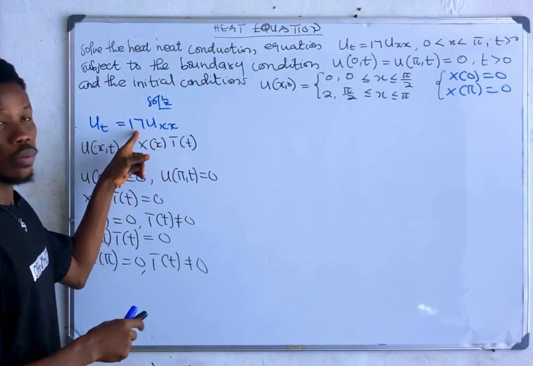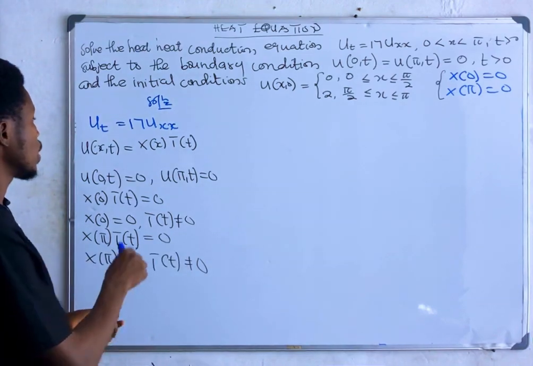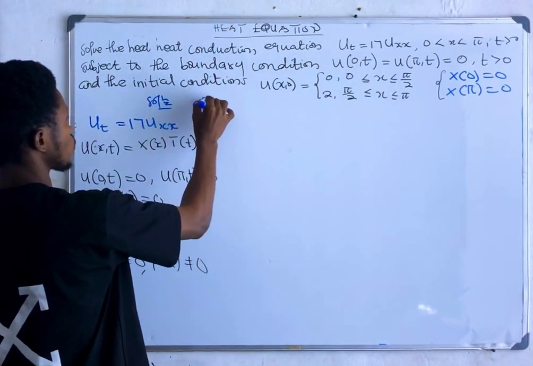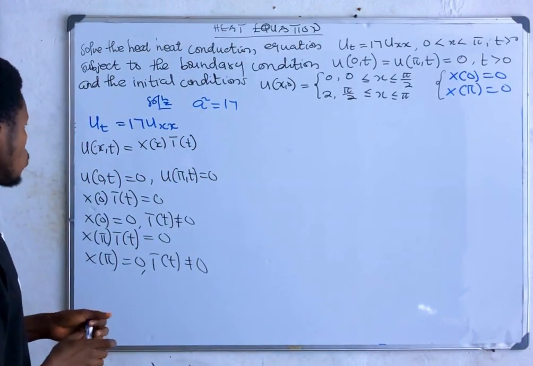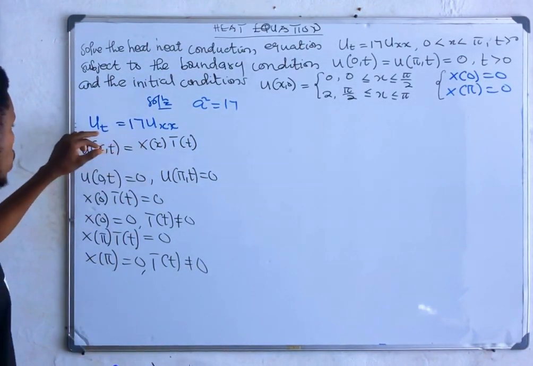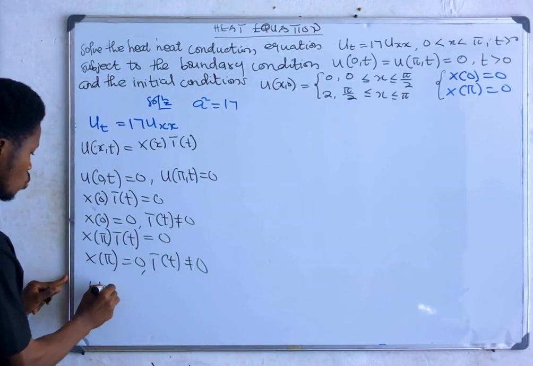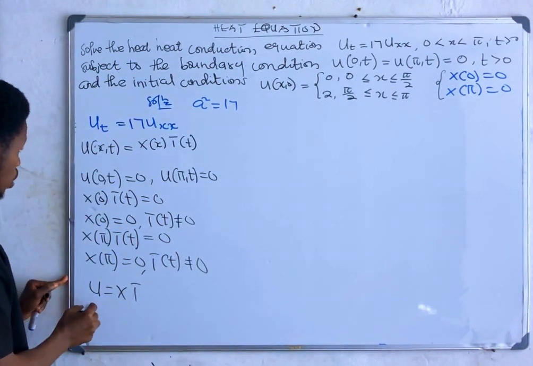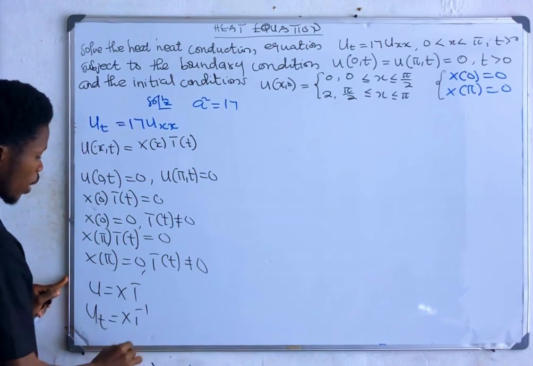The thermal conductivity was just 1. That's why I didn't even write it. You see there was nothing here. But here, the thermal conductivity, which is alpha squared, is 17. Is that okay? Okay, so now let's take our function, which is u equals X T. Let's differentiate with respect to t. So we're going to have u_t equals X T prime.